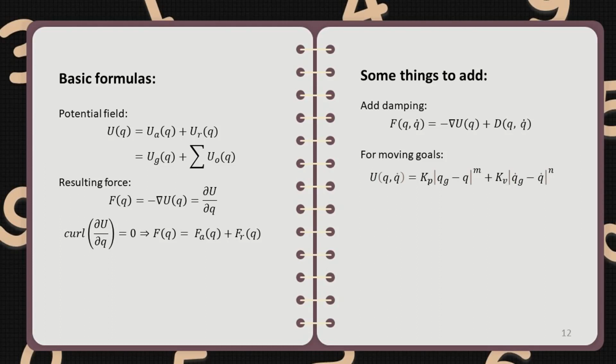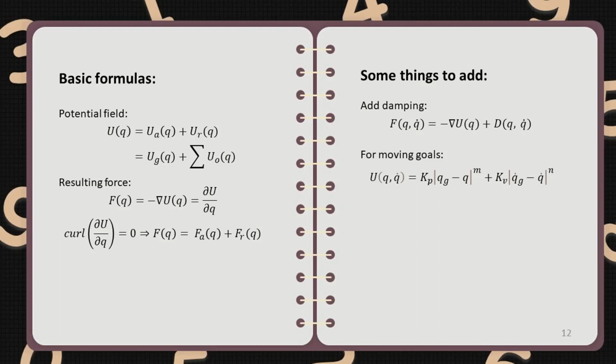There are some nice things you can add very easily to the potential field or the force. For example, to prevent oscillations, we can add a damping factor that is based on the current velocity. Furthermore, for moving goals, we can take the relative velocities and positions into account for a smooth approach. This might, for instance, be useful for docking with other robots.